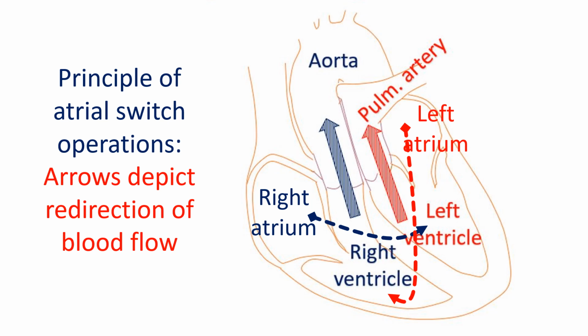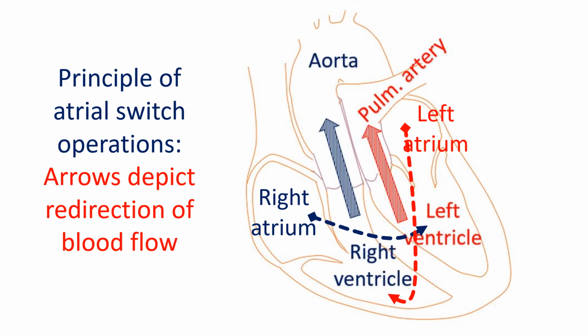While arterial switch redirects the arteries arising from the ventricles, atrial switch reroutes the blood coming to the atria. In atrial switch, blood returning to the right atrium is redirected to the left ventricle. Similarly, blood returning from the lungs to the left atrium after oxygenation is redirected to the right ventricle.